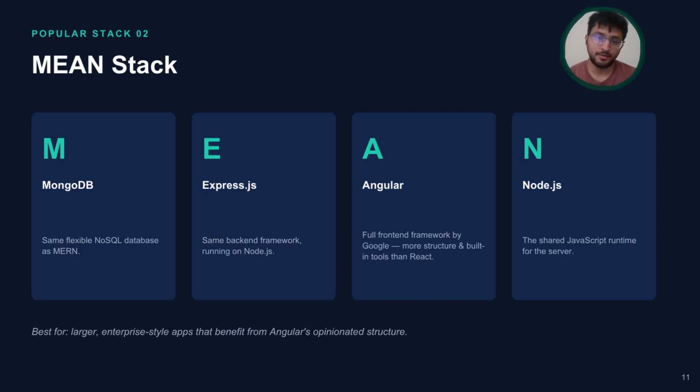Now next we will discuss MEAN. What is MEAN? MEAN is simply MongoDB, Express, Angular, Node. The difference is that A is Angular instead of React. Angular is a full front-end framework built by Google with a lot of built-in structure that React lacks. So MEAN tends to shine in larger enterprise-style applications where that extra structure helps keep big teams organized. So MongoDB, Express, Angular and Node.js make up the MEAN stack.